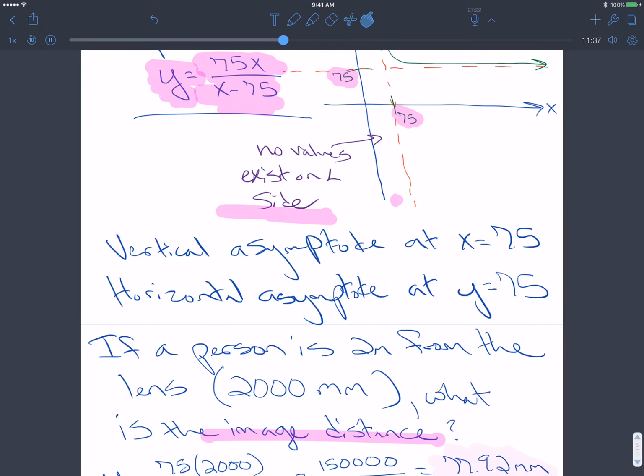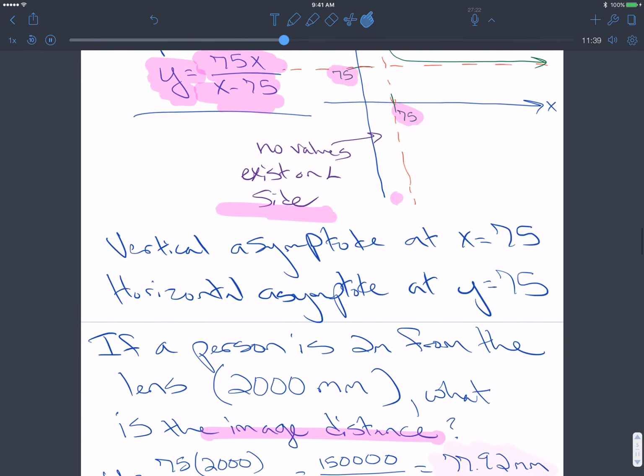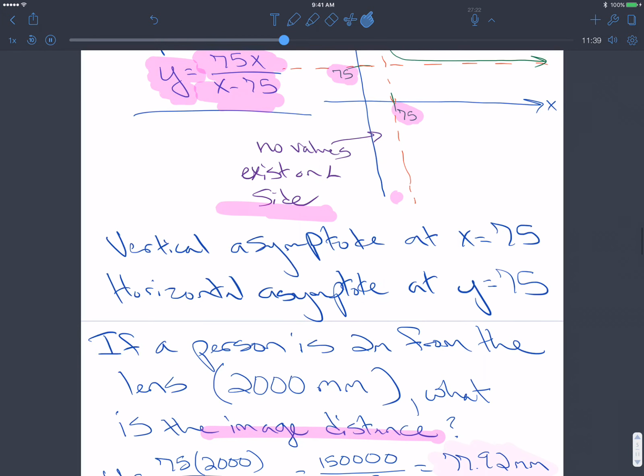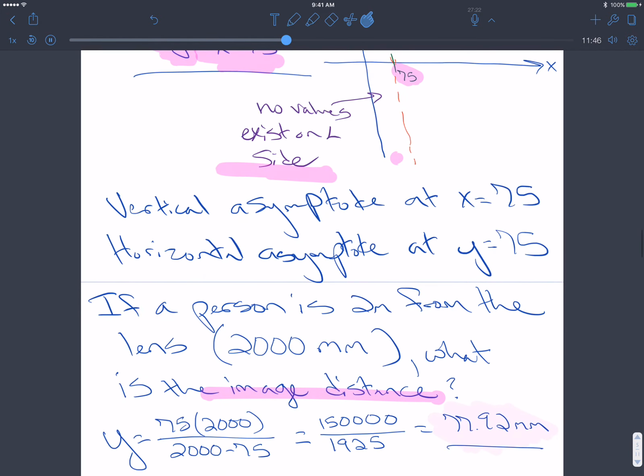So I came up with an equation to determine the image distance based on the object distance. So we just substitute the object distance into our equation. y is equal to 75 times 2,000 over 2,000 minus 75, which reduces to about 77.92 millimeters, right? Notice this is a little bit more than the focal length. It can't go below the focal length.